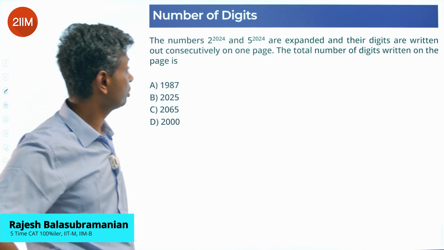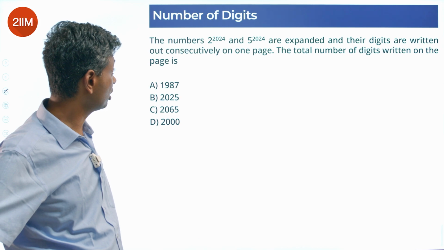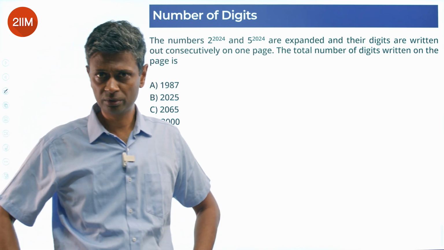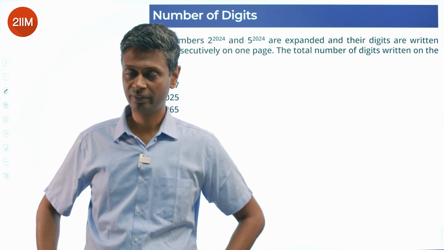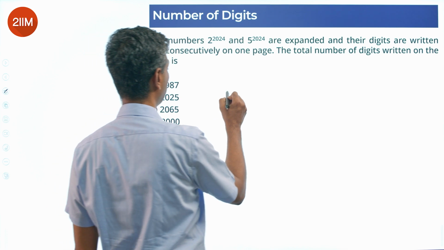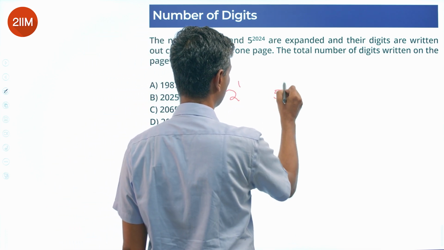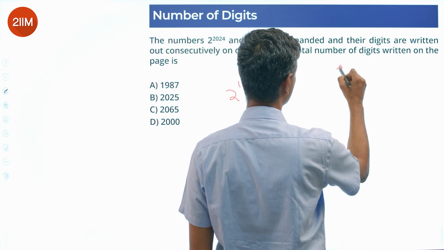The numbers 2^2024 and 5^2024 are expanded and their digits are written out consecutively on one page. The total number of digits written on the page is very difficult, and I found it a properly challenging question. What I did, I said, hey, let me do 2^1 plus 5^1. This is 2 plus 5. I'm going to write it as number of digits.